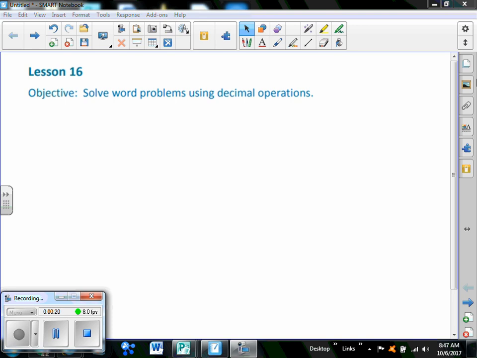Lesson 16 is going to be on solving word problems using decimal operations. So we might be adding, we might be subtracting, we might be multiplying, we might be dividing. It all depends. Okay, we're going to start with question number 1.